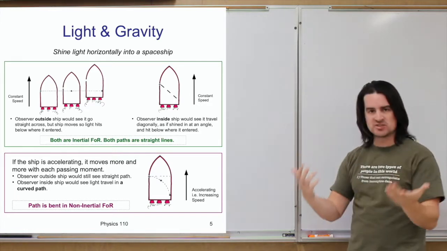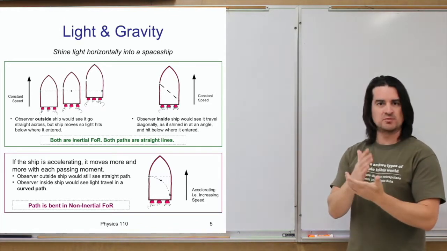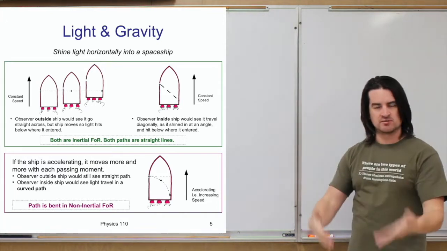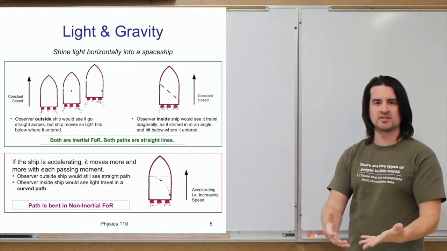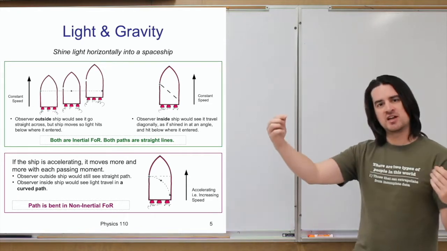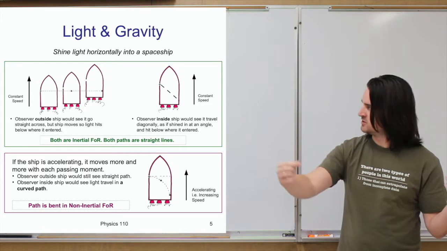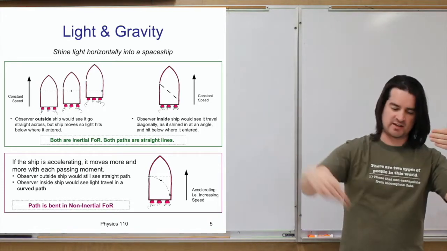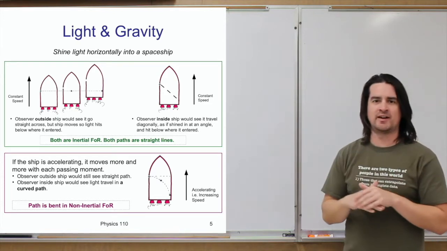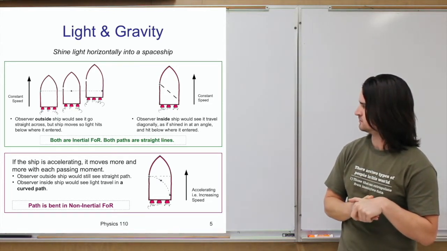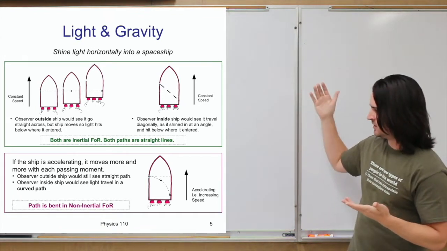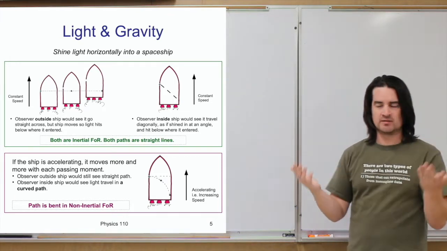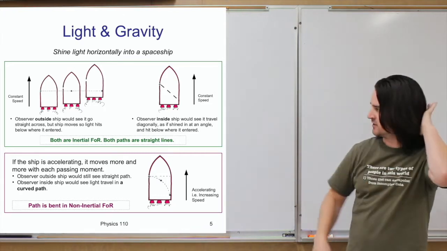Now you want to imagine yourself inside of that spaceship, still moving at a constant speed, still in an inertial reference frame. But if you're inside of that spaceship, you're at rest, you and the spaceship are the same reference frame essentially. And what you would actually see is that light, when it came in, would look like it was coming down at an angle. So since you're at rest, it seems like it came in at an angle, and it still hits down below, just where it hit in the outside observer's reference frame. So both inertial reference frames, both paths for light, are just straight lines. They may not be the exact same straight line, you see it a little bit differently, but these are both straight lines. They agree that the light came in, they agree that the light hit down there.